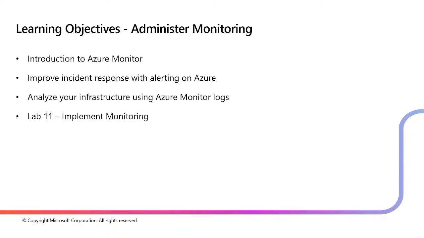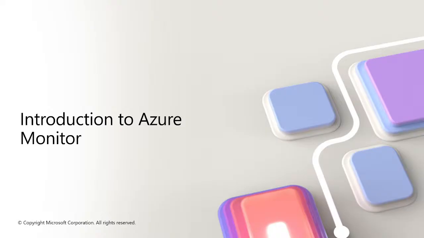The learning objectives for this topic: introduction to Azure Monitor, how to improve incident response with alerting, and how we set up these metrics. We'll get some of the data that we actually look at. Then, how do we analyze the logs, whatever is actually going on within the environment? We'll start hearing about custom queries and the like. So, the first learning objective we're going to talk about is the introduction to Azure Monitor.